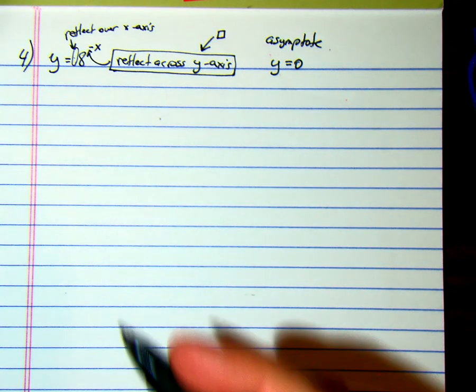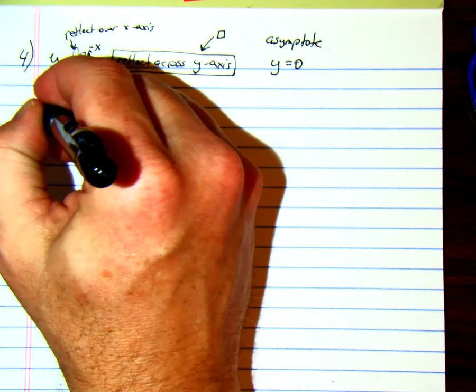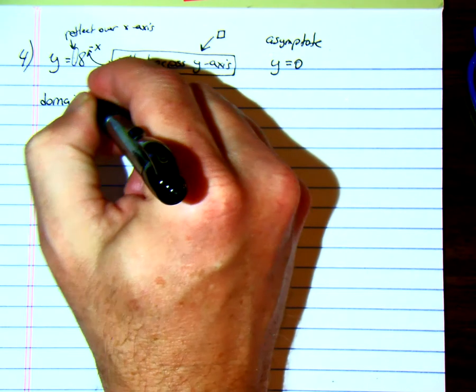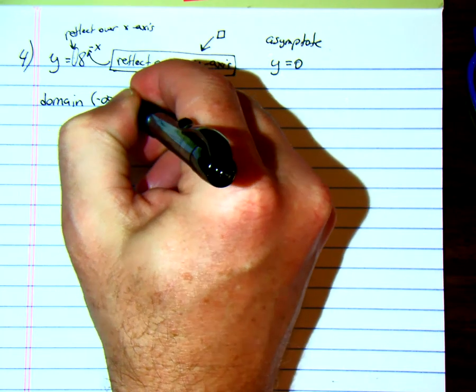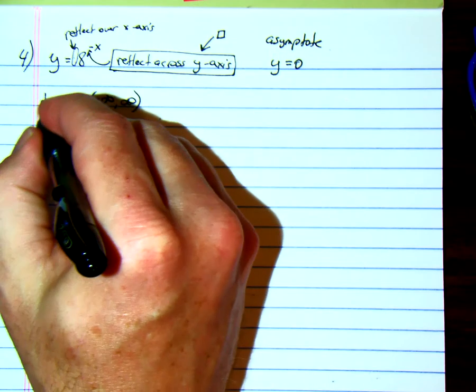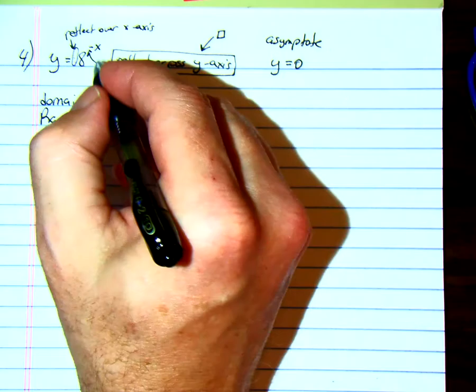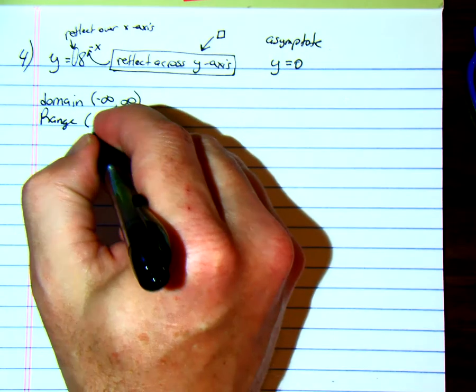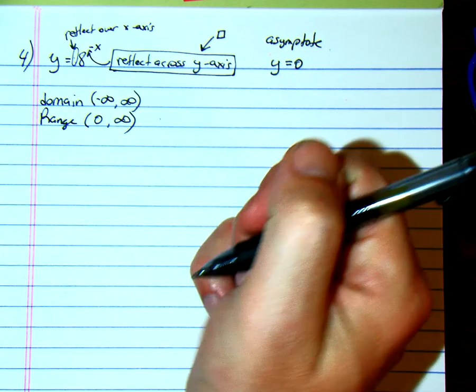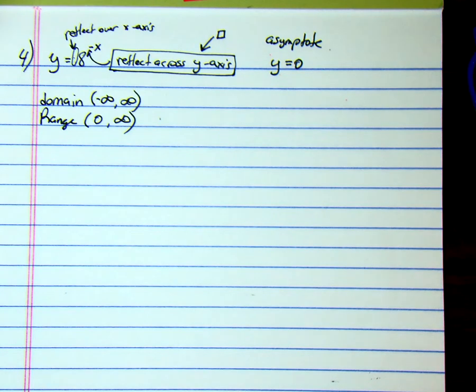Okay? And then we're after a domain again. Again, there's no restrictions here. Negative infinity to infinity is going to be my domain. My range, again, we're paying attention to the vertical shift. There is no vertical shift, so that means it's going to maintain itself at 0. Or you could look at your graph. That is up to you.